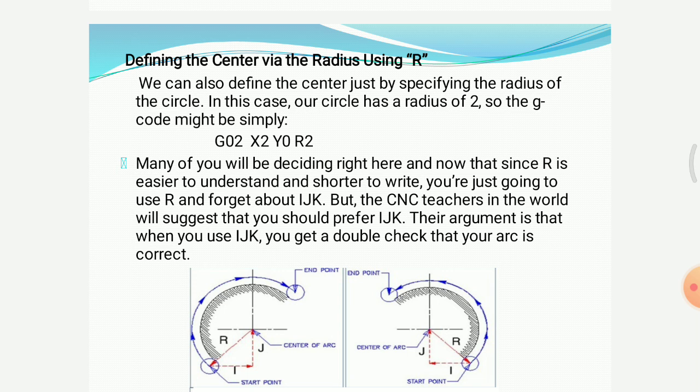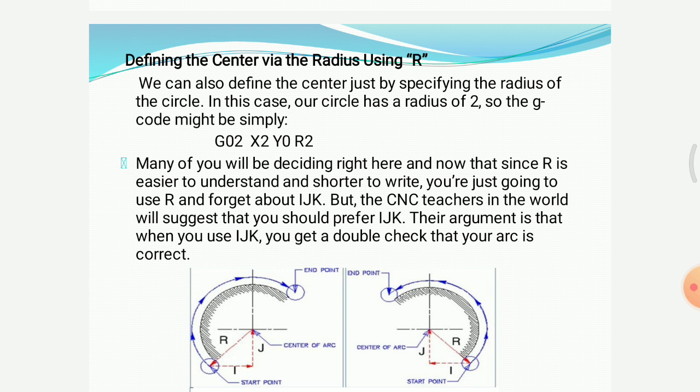So for that we can use G02 X2 Y0 R2. R2 is nothing but 2 is the radius and R indicates the radius. X and Y are the end point, and G02 is the code used for indicating circular interpolation in clockwise direction.